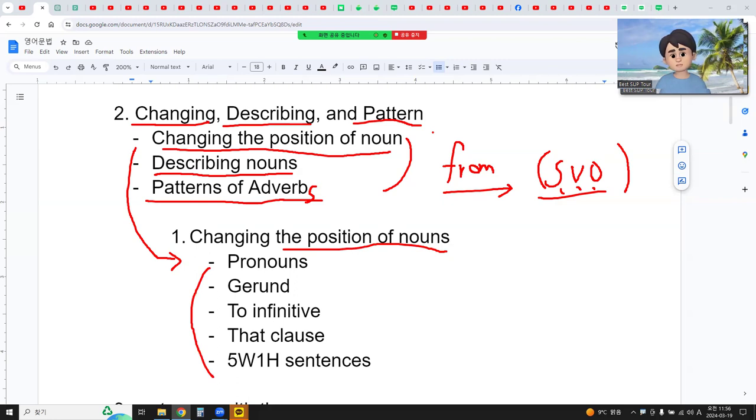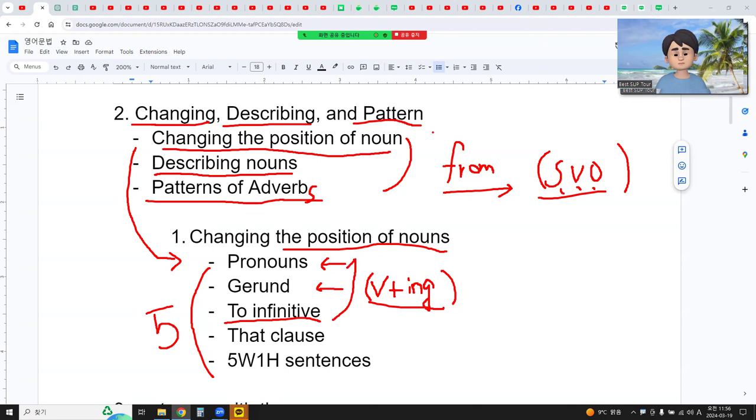There are mostly five things that can change the position of a noun. The pronoun first, then the gerund, whose pattern is verb plus ing form. It is also the present participle, which looks the same, but we can treat the gerund as being in the position of a noun. Then the to infinitive, which is also in the position of a noun, and the that clause. That clause means another sentence. This means sentence one here, and inside it, sentence two.